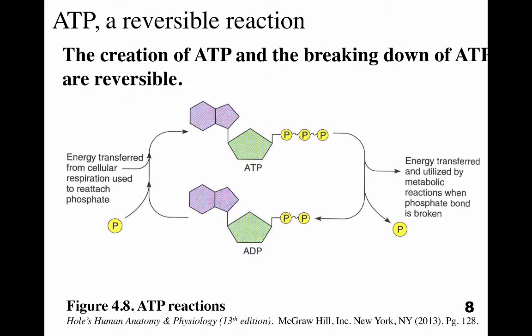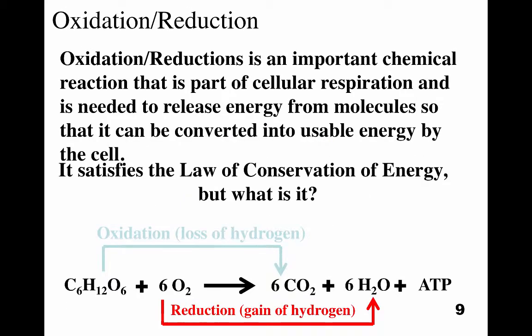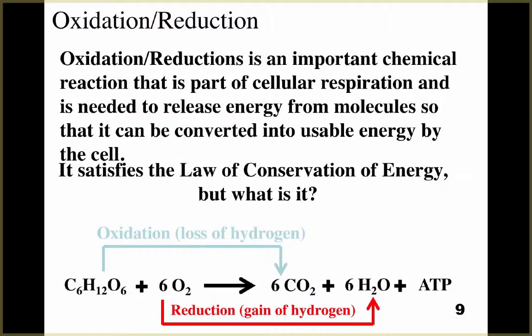So you go back and forth. So you're not making ATP from scratch. You make your body weight in ATP every day. So it would take way too much material and time and energy to do that. So you basically circle back and forth between these two molecules. Now we make ATP through cellular metabolism through a set of what's called oxidation-reduction reactions. And these are important chemical reactions that are part of cellular respiration, and they're needed to release energy from molecules so it can be converted into usable energy.